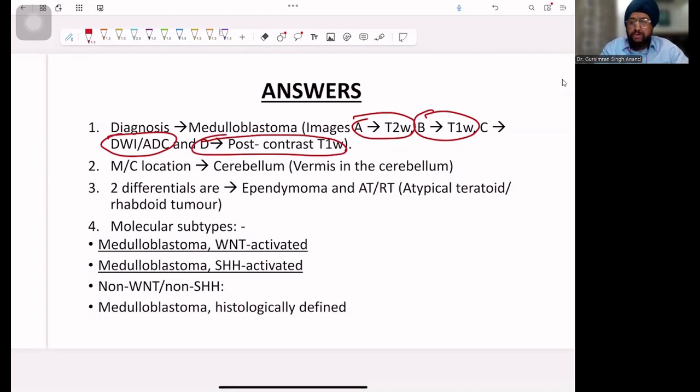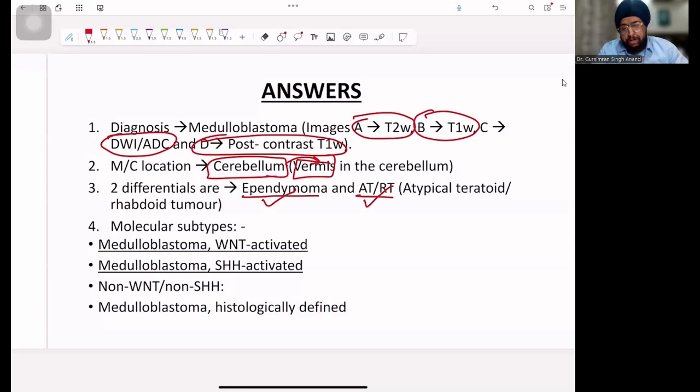So the most common location of the medulloblastoma is your posterior fossa in the brain parenchyma, and in the posterior fossa, the most common location is the cerebellum, and in the cerebellum, the most common location is your vermis. The two differentials of the medulloblastoma in this location specifically are your ependymoma and your atypical teratoid rhabdoid tumor. If a medulloblastoma in the cerebellar hemisphere would have been demonstrated, then the pilocytic astrocytoma would also have come into the differentials.